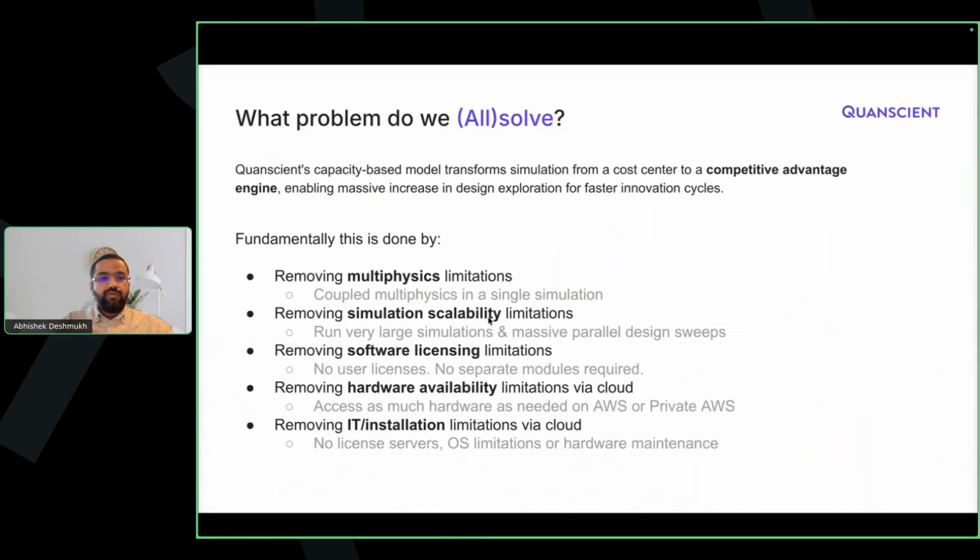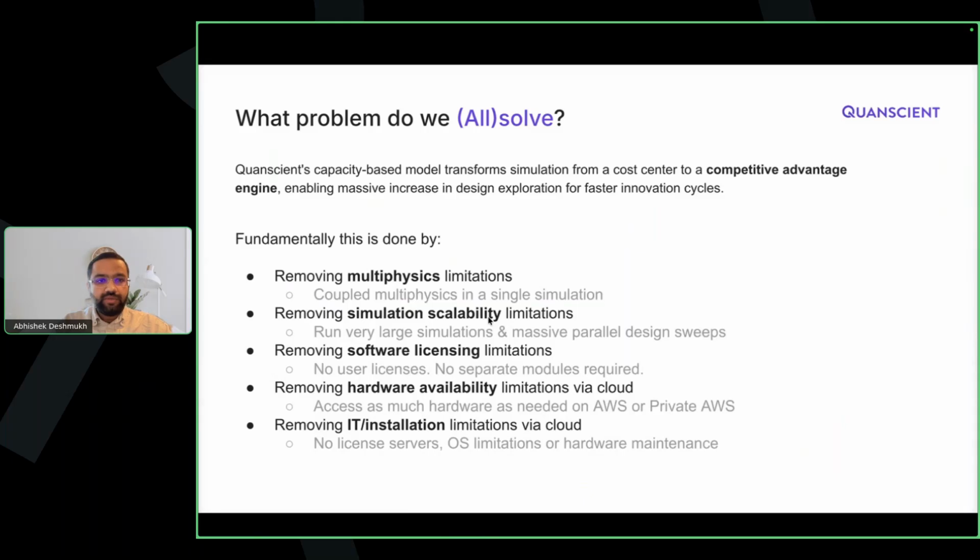However, what is Quanscient now doing? Quanscient is giving you the ability to increase your capacity based on our capacity-based model, which essentially transforms simulation from a cost center to a competitive advantage engine. That enables you to run design explorations at massive scale, in turn resulting in faster innovation cycles. So how are we going to do this?